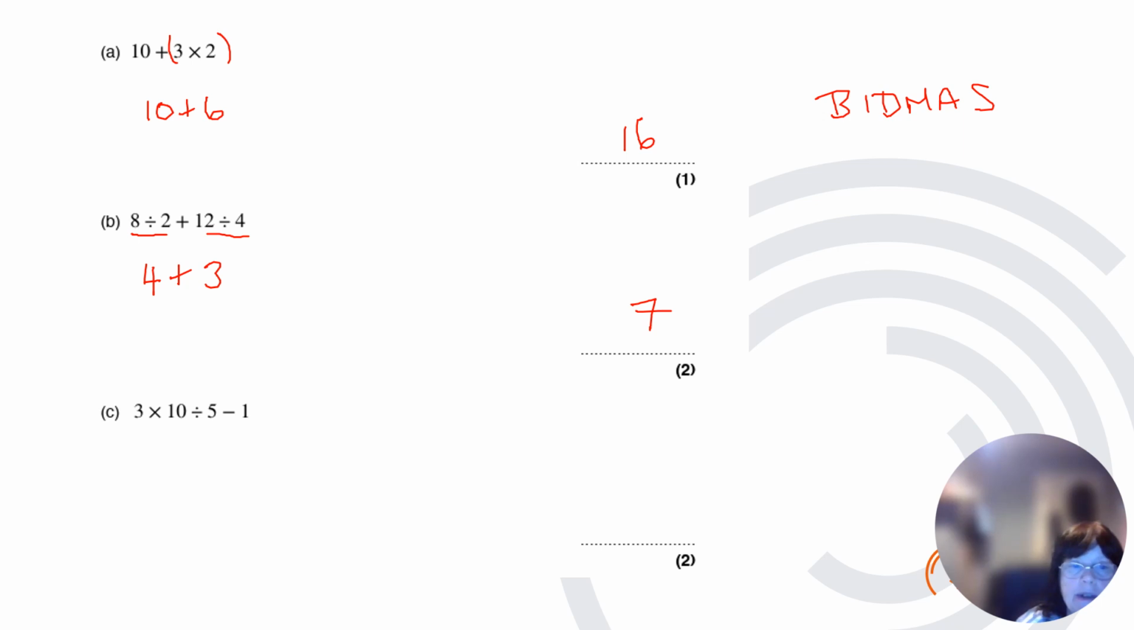Okay, next one. Now, because it says division or multiplication, whichever comes first, in this case, our multiplication comes first. So we do 3 times 10, which is 30. Then we do the division, divided by 5 is 6. And then finally, we minus 1, and our answer becomes 5.